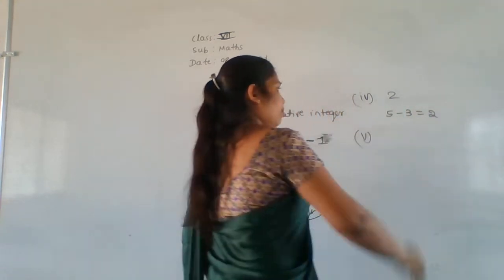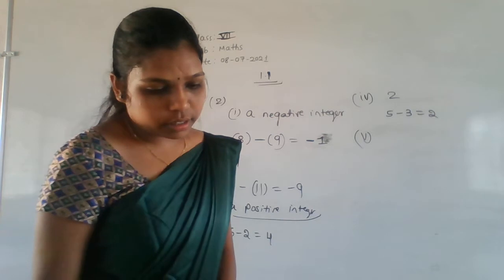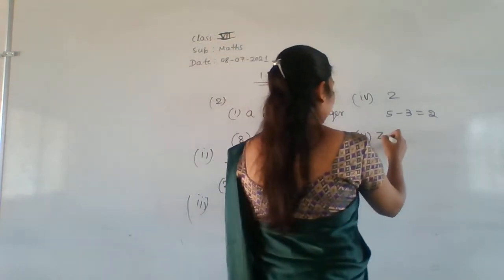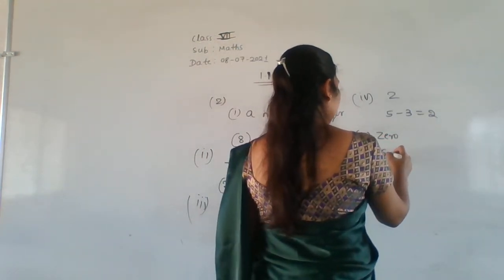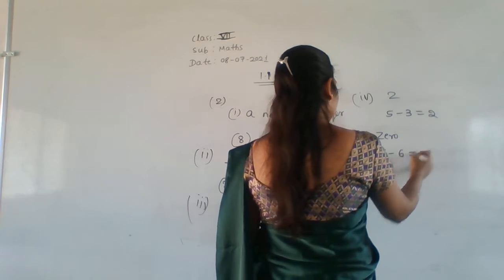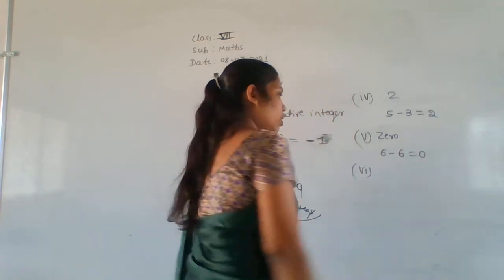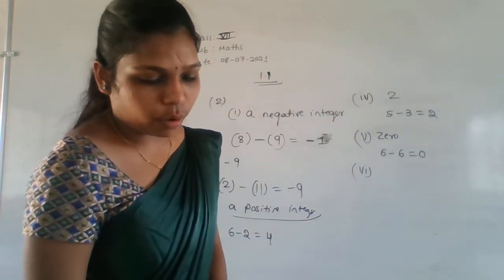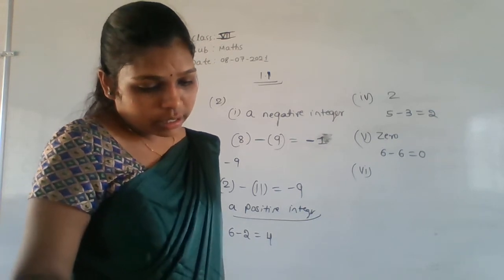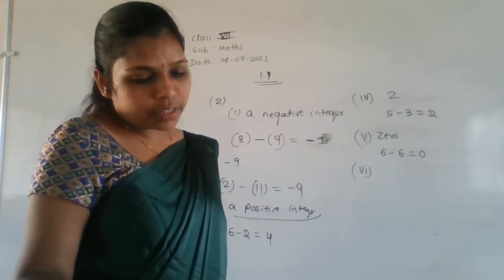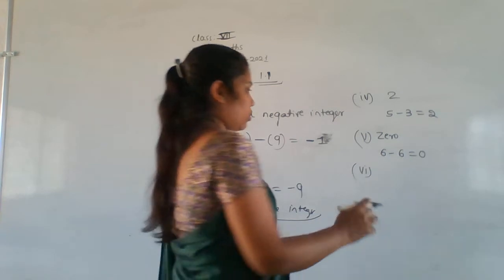Okay. Next one. The fifth one is 0. 6 minus 6. That will be 0. You can take 8 minus 8 also or 1 minus 1, whatever. And the sixth one is an integer smaller than both the integers.